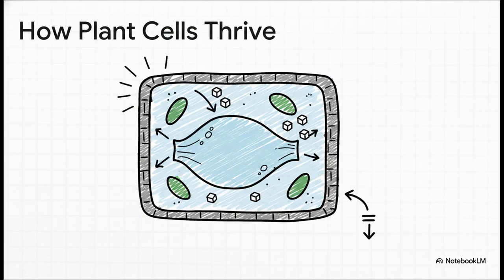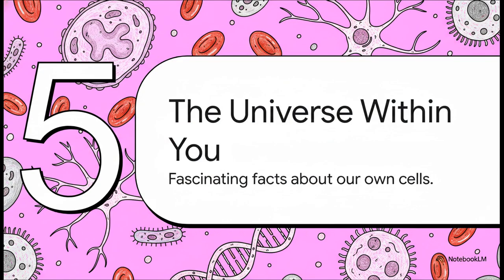So what does all this mean for the plant? How do these unique parts help it survive? Well, think about it. The chloroplasts are like tiny solar panels, making food out of thin air and sunlight. That huge central vacuole fills up with water like a water balloon, creating internal pressure that keeps the plant firm and upright. And that tough outer cell wall gives it the structural support it needs to grow tall and strong against gravity.